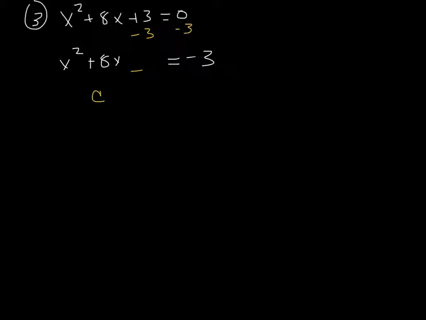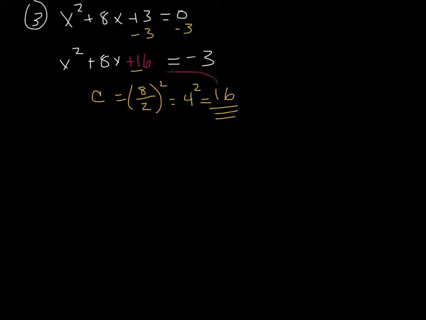So that's my c value, and I'm going to take the middle term, divide by 2 and square it. So 8 divided by 2 is 4, and 4 squared is 16. 16 is the magic ticket. If I have a 16 at that spot, then guess what? I am going to have completed the square. So I'm going to take my 16, and I'm going to add it to both sides.